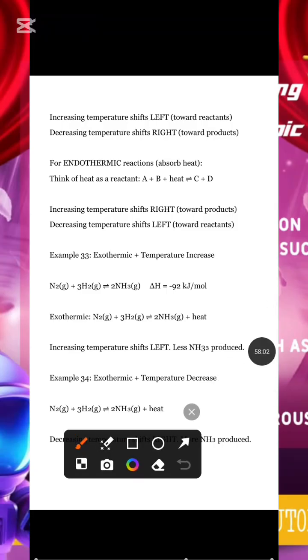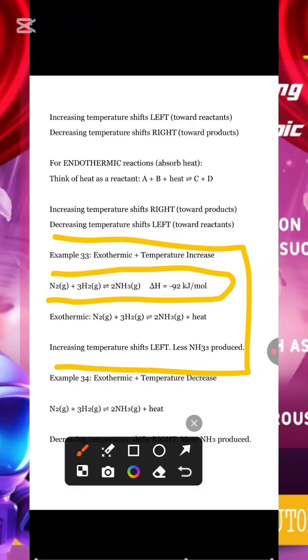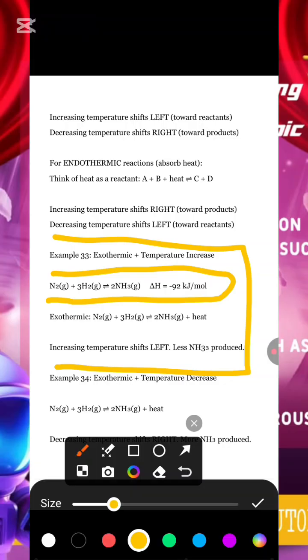Take a look at example 33. You can see this particular reaction is exothermic. How do you know it is exothermic? It is because you can see what is written here: change in H. That triangle means change. So change in H is equal to minus 92 kilojoules per mole. The fact that it is a minus means that it is exothermic. But if it is a plus, it means endothermic.